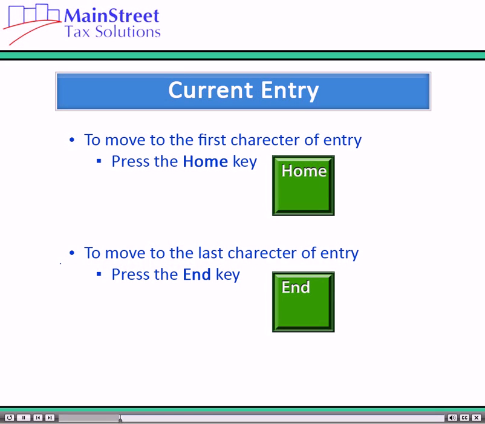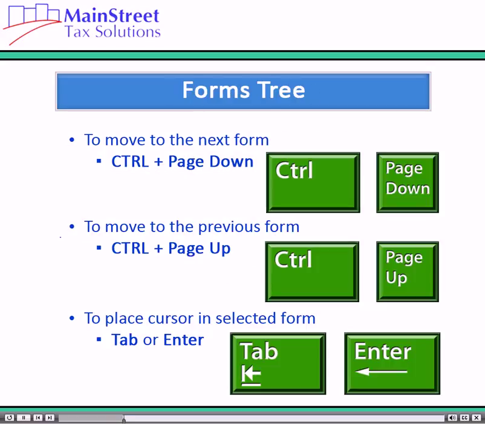The Home key takes you to the first character in the current entry. The End key takes you to the last character in the current entry. From the Forms tree, use the Control Page Down key combination to go to the next form in the list. The Control Page Up key combination takes you to the previous form in the list. Press Tab or Enter to place the cursor in the highlighted form.